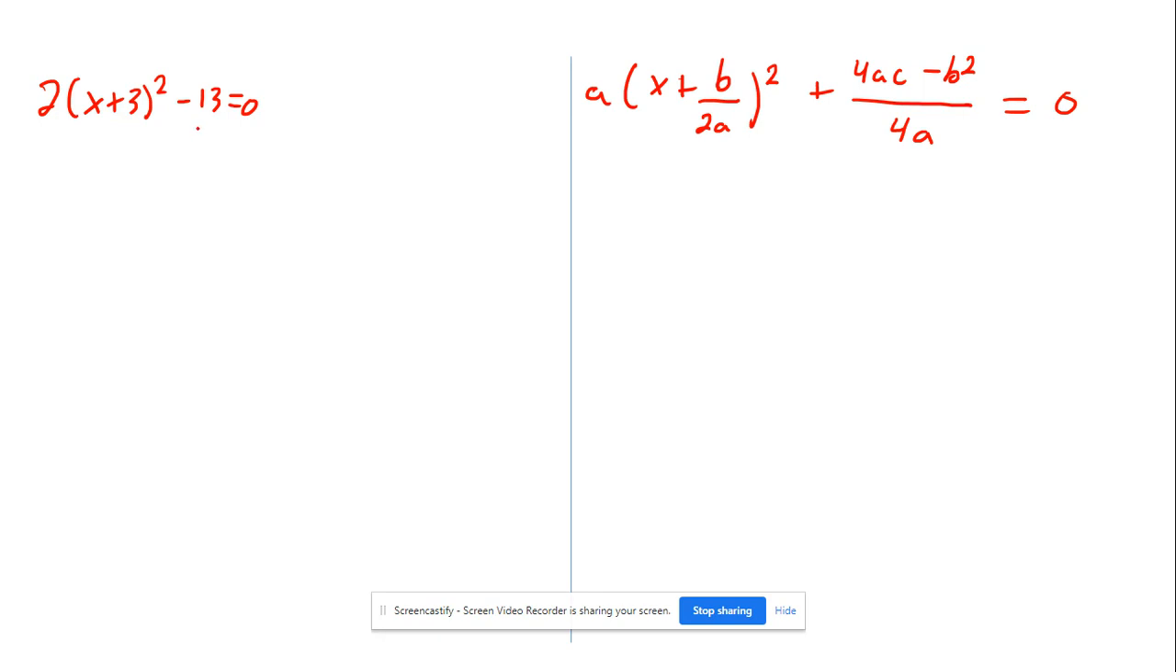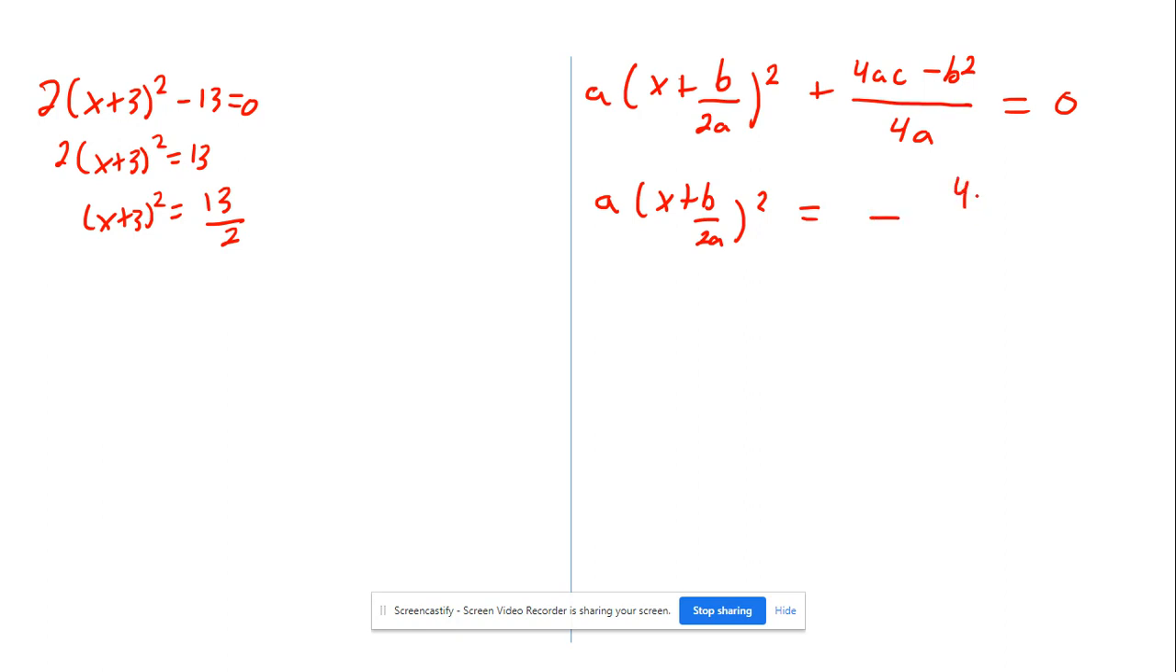Okay, what will my next step be over here? Add 13, divide by 2. Okay, now in this case it was a minus, so I added, but I'm going to subtract to bring this guy over here. It's going to be ax plus b over 2a squared equals negative 4ac minus b squared over 4a. Okay, now I'm going to deal with this negative here.